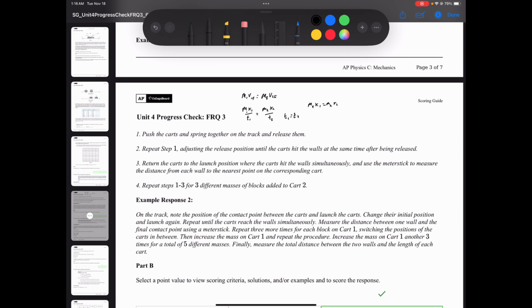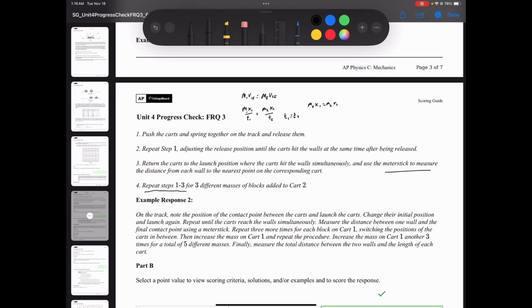It shows you how, even with limited resources, if you're clever, you can still do some interesting experiments. So here, this is the basic idea, right? So as soon as they hit the wall simultaneously, you can use the meter stick to measure the distance from each wall to the nearest part. And then later on in the experiment, you have to explain how you're going to figure out mass 2 from the data that you're gathering. And this is also something that's very important, all right? So you'll lose a point if you don't mention this.